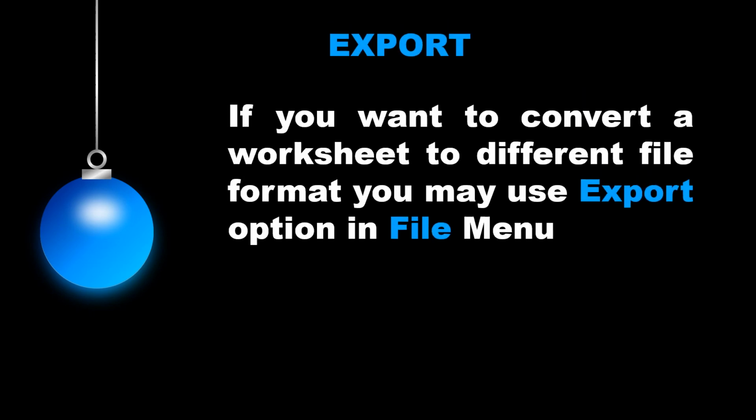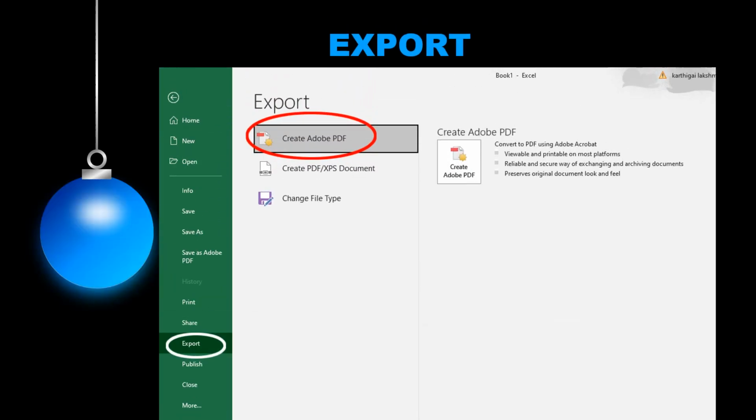If you want to convert the worksheet or workbook to a different format, say for example as a CSV file, then we can use the export option in the file menu. So here options are available for creating an Adobe PDF or PDF of other types, or you can have different file types. These three options are available under the export option.